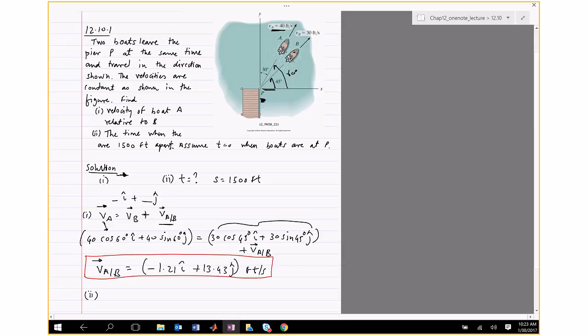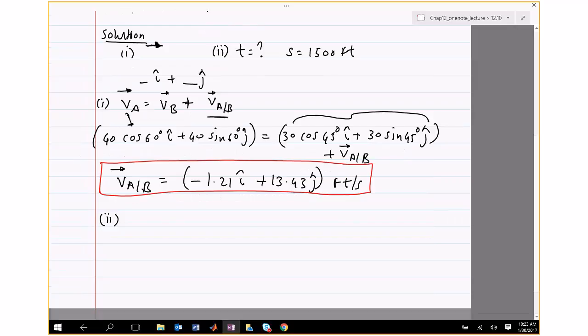Okay, so how do we solve the second part? They're moving with uniform speed, and in time t they would be at a certain distance. When would they be 1500 feet apart? The hard way to do this is to find the position as a function of time, s at a general point of time, and find the same thing for both of those boats, and then use the fact that the distance between those two is 1500. You could do that, but there's a simpler way.